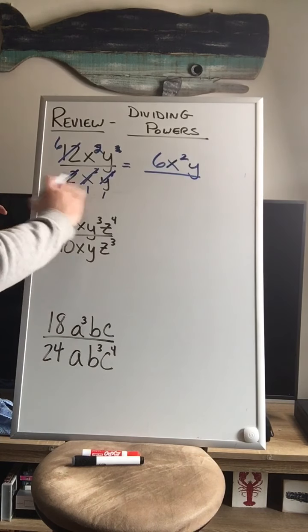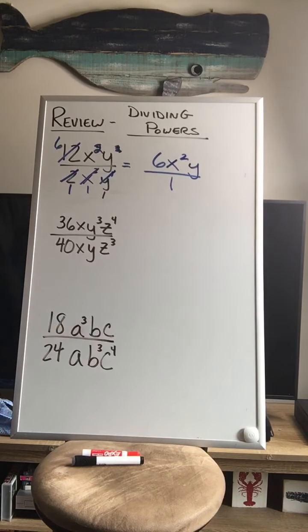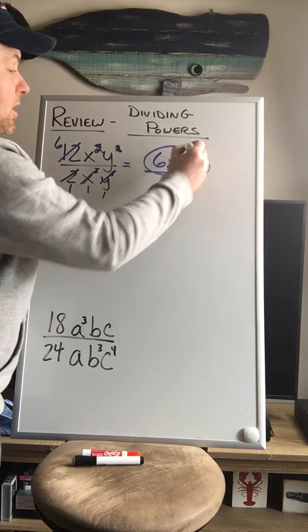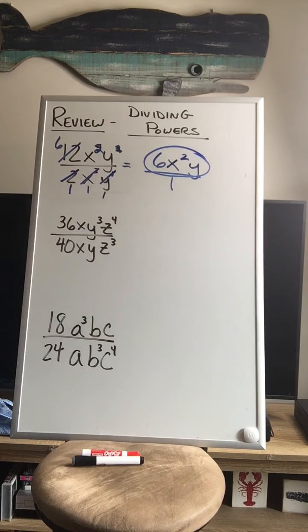So the only thing left in the denominator is 1. So you end up with 6 x to the 2nd y over 1. Right? And since it's divided by 1, that really doesn't do anything, and so we can just write 6x to the 2nd y. That's our answer.